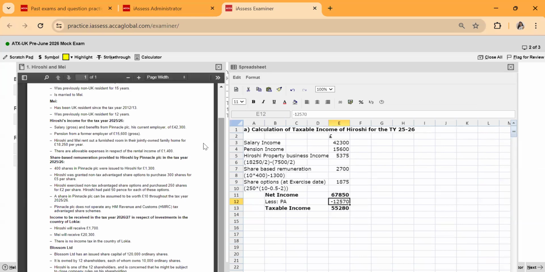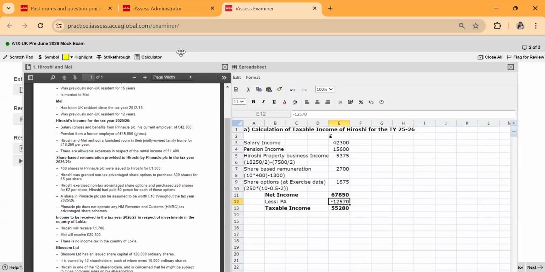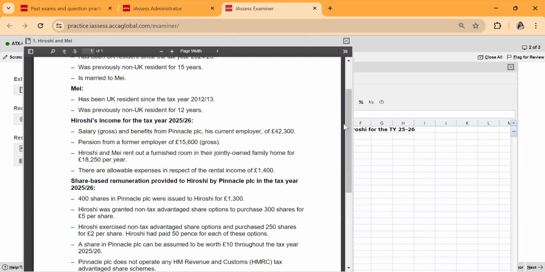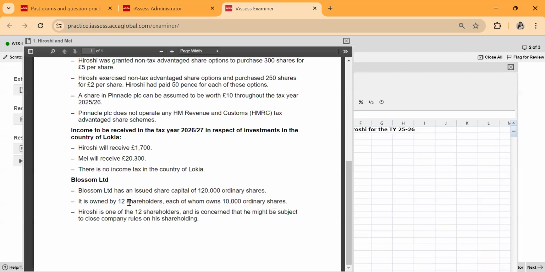Okay. Blossom Limited has an issued share capital of 120,000 shares. Let's just zoom it a bit. Blossom Limited has an issued share capital of 120,000 shares. It is owned by 12 shareholders.